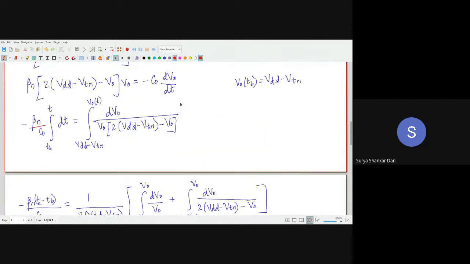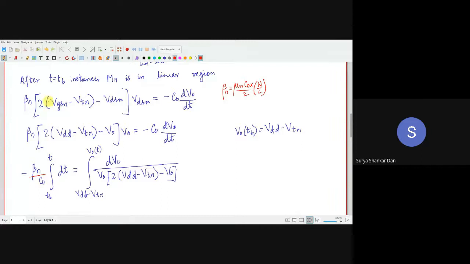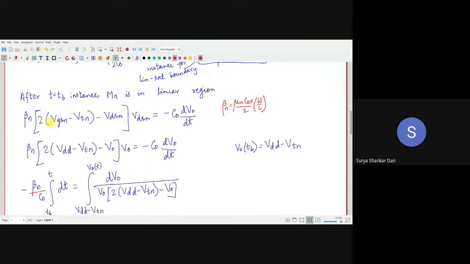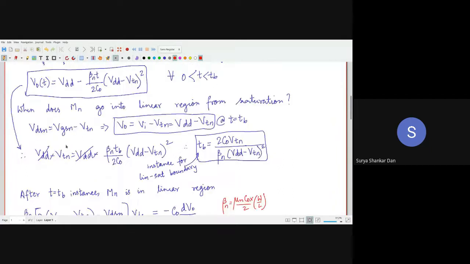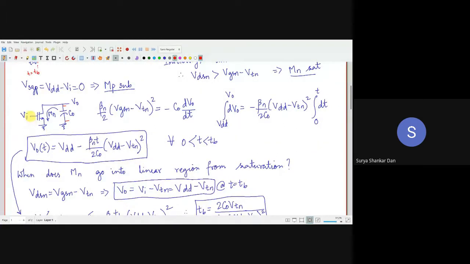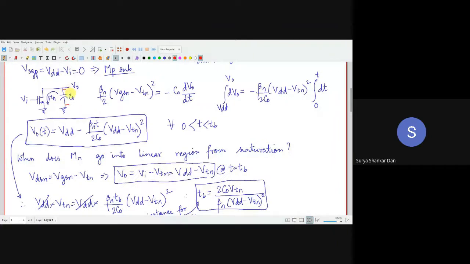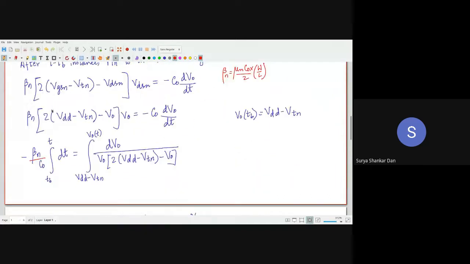So what is VGSN? Look at it. VGSN is VDD minus VTN. So that's what I have written here. VDD minus VTN. What is VDSN? It is obviously VO. VDSN is here, VO. I'll put it there, is equal to this. Then beta n by minus CO, TB to T.